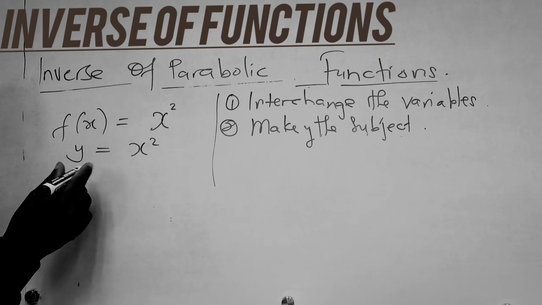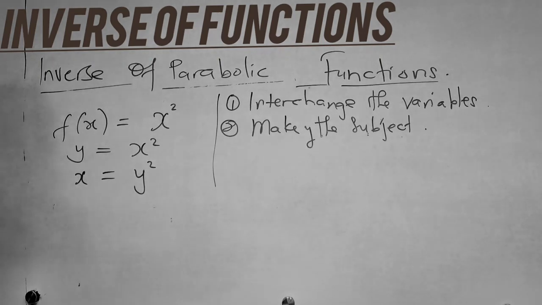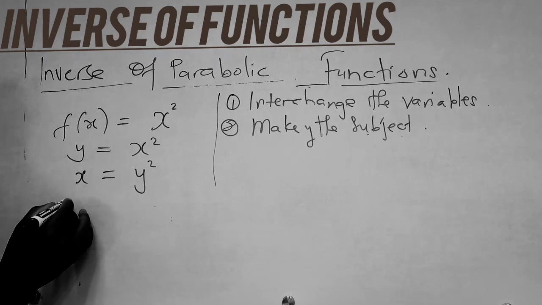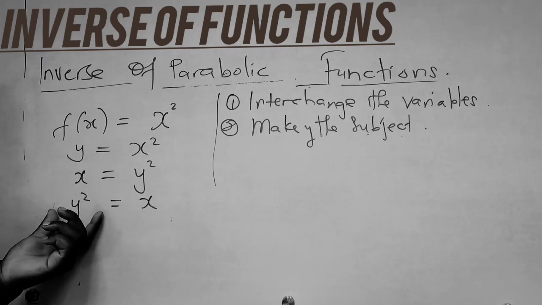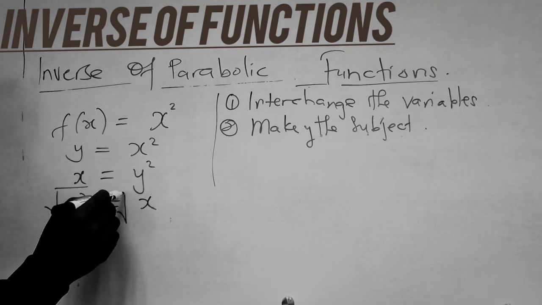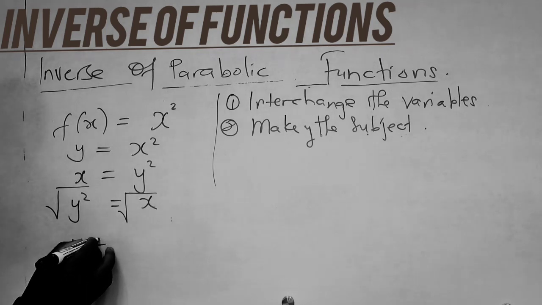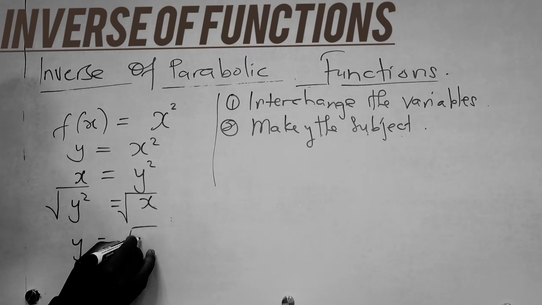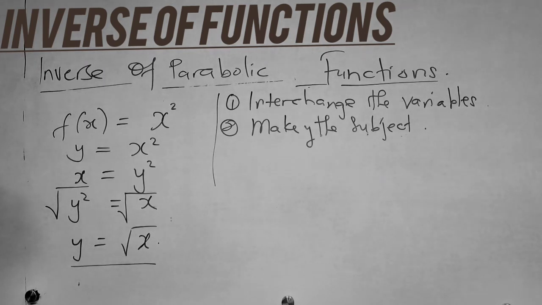So here we interchange the variables. So x is equal to y squared. But we want to make y the subject. So let me write it on my left hand side. To remove y squared, we need to apply the square root on both sides. So y is equal to square root of x. That will be our answer.